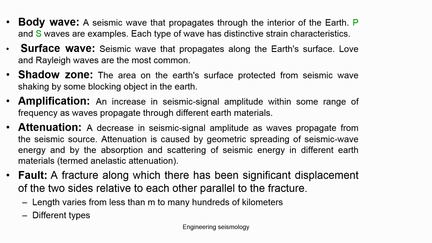So, attenuation is a decrease of seismic signal amplitude as the wave propagates from the seismic source, caused by the geometric spreading of the seismic wave and its energy, and by absorption and scattering of the seismic wave in the different earth material. A fault is a fracture along which there has been a significant displacement of the two sides relative to each other, parallel to the fracture.